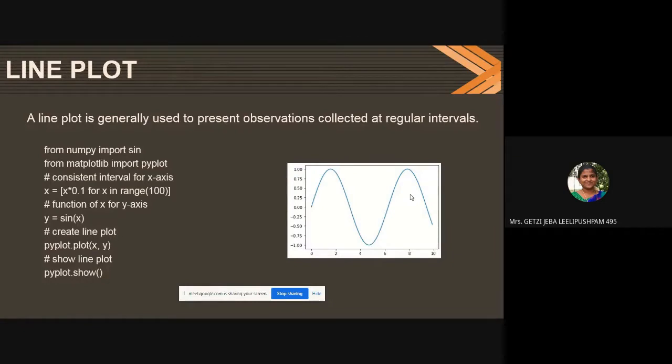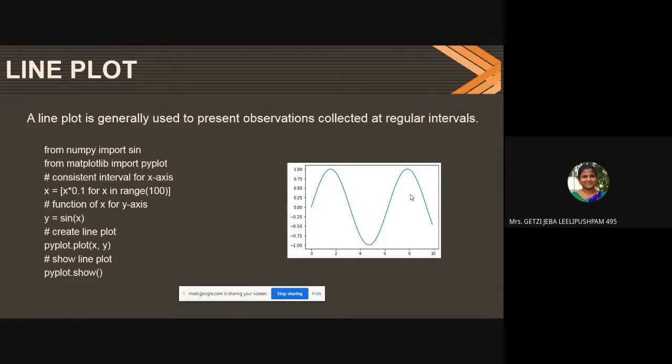The number one is the line plot. Whenever you want to visualize continuous data, for example, the ECG signal of a patient. The patient may be at home, and a small ECG sensor is attached to his body. Now, the doctor wants to monitor that particular patient from the hospital, and if there is any abnormality, he wants to see it from the hospital.